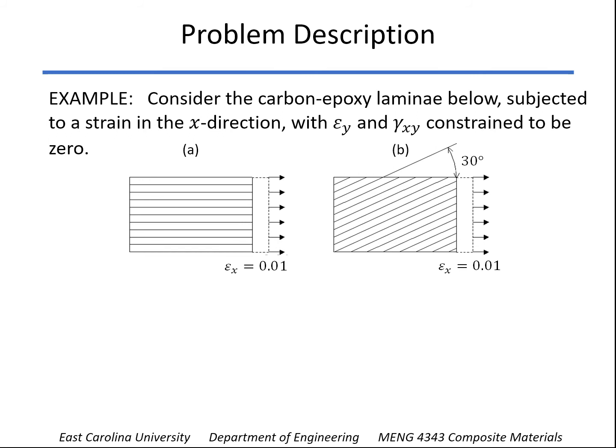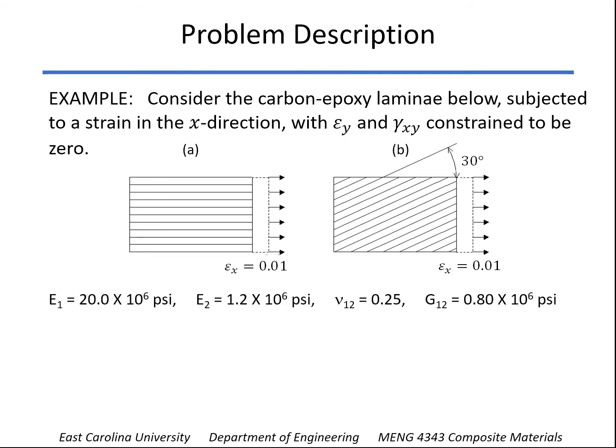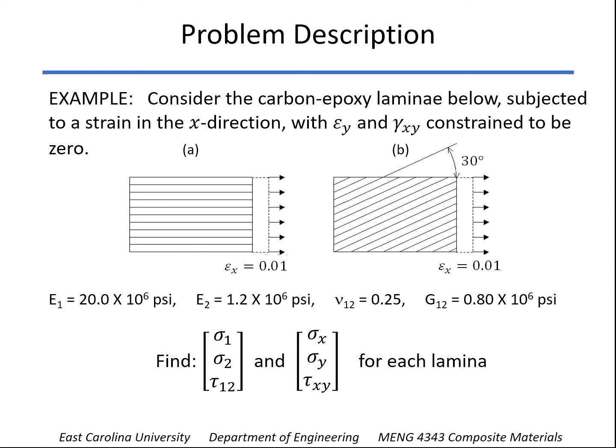Now, in this case, we're going to assume that there's a strain, 1%, that is a strain of 0.01, in the x direction, with the other strains being constrained to be equal to 0. Okay, so we're going to try to find the stresses associated with this. Here are the properties of carbon epoxy. And again, what we're trying to find are the stresses in both the local and the global coordinate system for each one of those two layers.